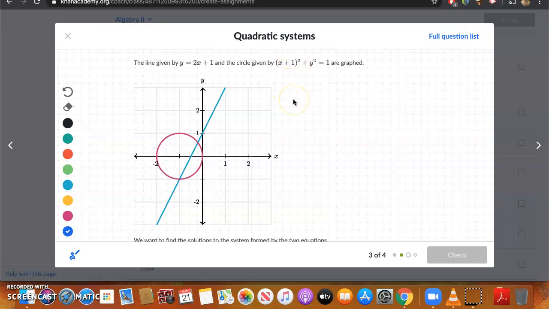Okay, so we have a problem here. We have the line given by y equals 2x plus 1 and the circle given by (x plus 1) squared plus y squared equals 1 are graphed. We want to find the solutions to the system formed by the two equations, and here they give you one already.